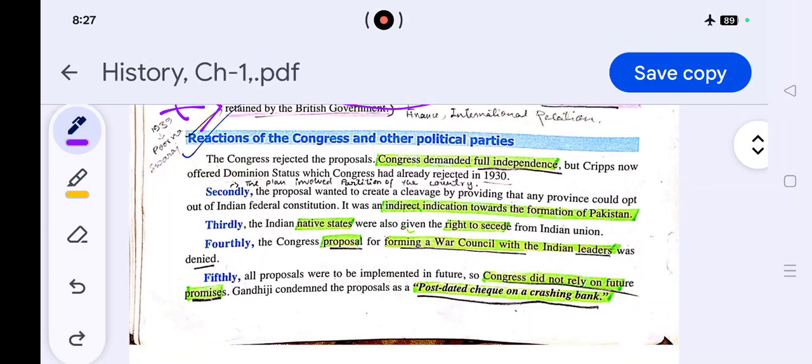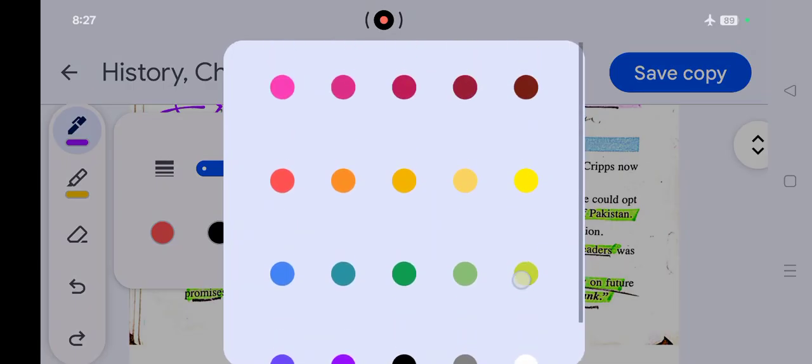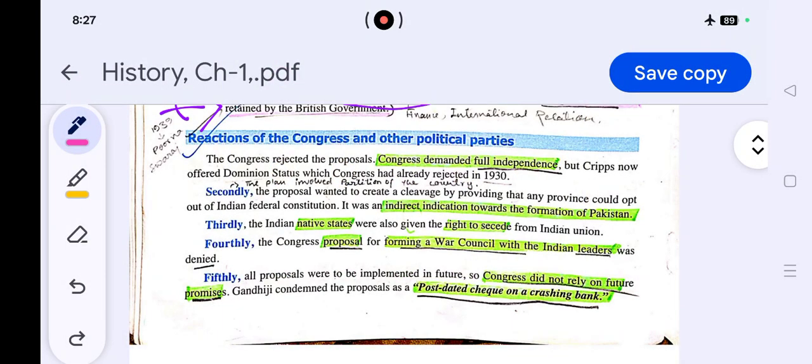Okay. Reactions of the Congress and other political parties. The Congress rejected the proposals. Very naturally. Why? Congress demanded full independence, but what was given is dominion status. We do not need dominion status, we want full independence. But Cripps now offered dominion status, which Congress had already rejected in 1930.